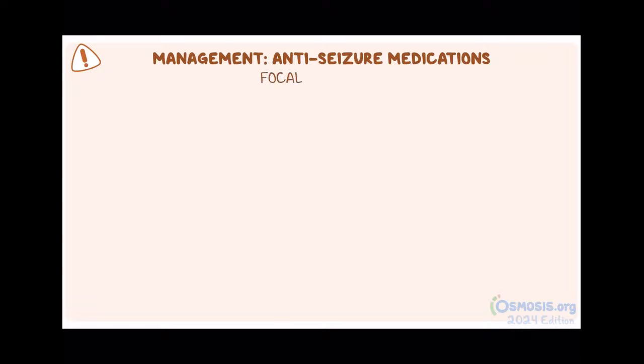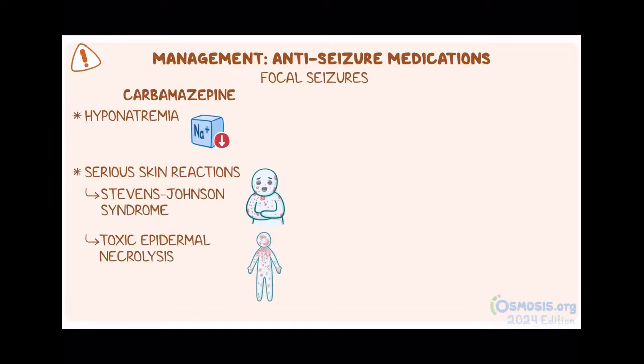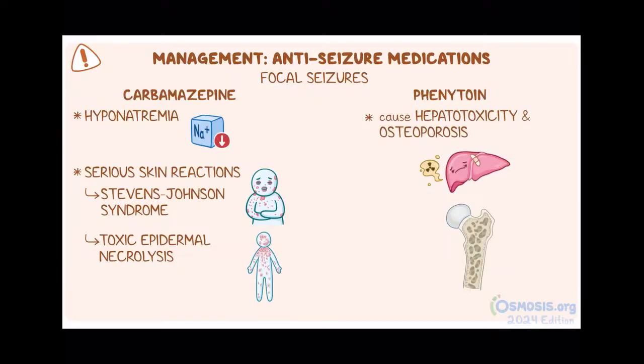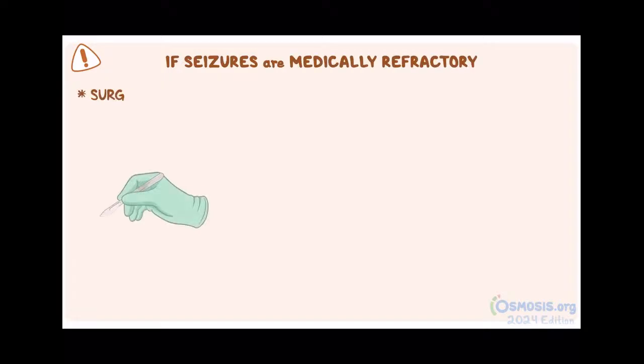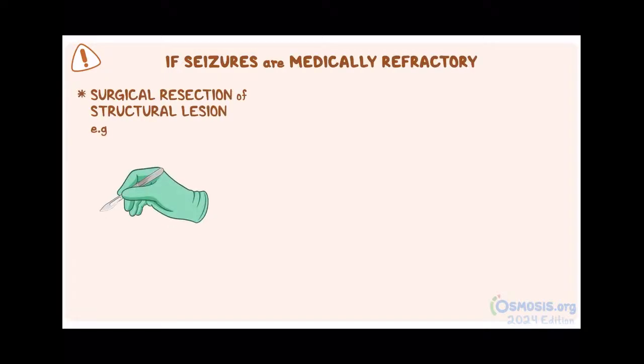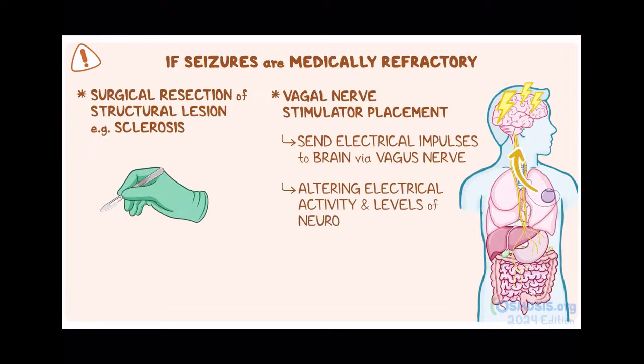Medications more commonly used for focal than generalized seizures include carbamazepine, which can cause hyponatremia and serious skin reactions like Stevens-Johnson syndrome or toxic epidermal necrolysis, and phenytoin, which can cause hepatotoxicity and osteoporosis. If seizures are medically refractory, you can consider surgical resection of a structural lesion such as sclerosis, or vagal nerve stimulator placement, which works by sending electrical impulses to the brain via the vagus nerve and altering electrical activity and levels of neurotransmitters in the brain.